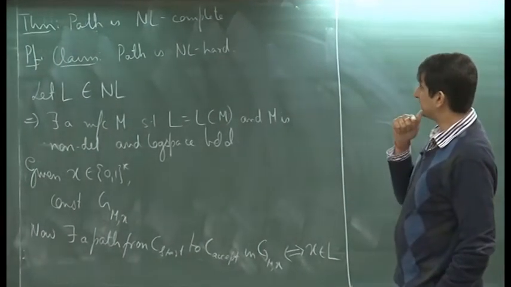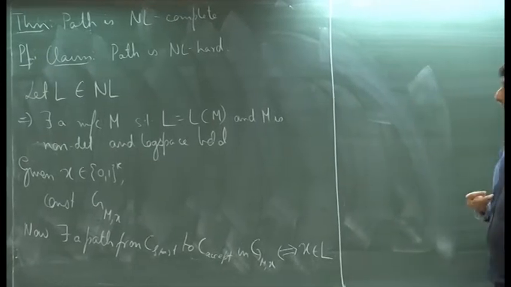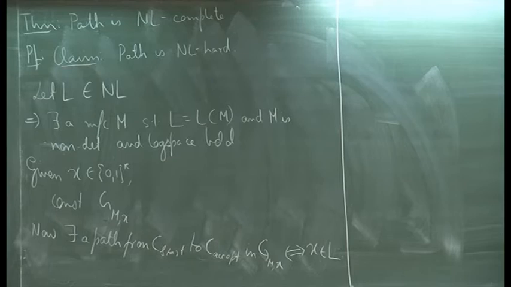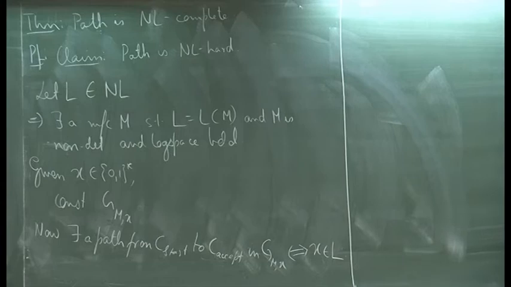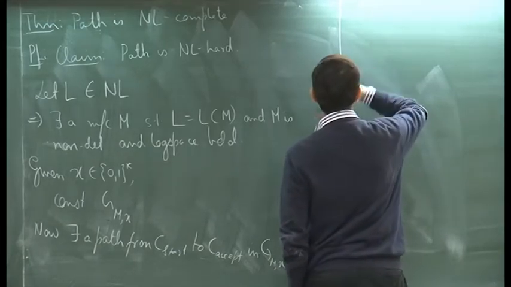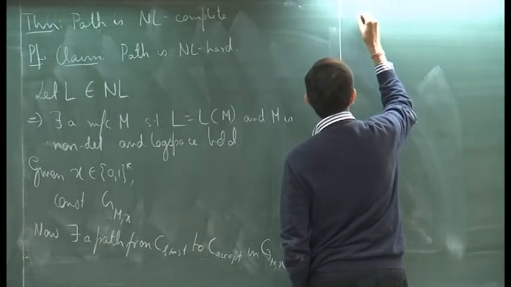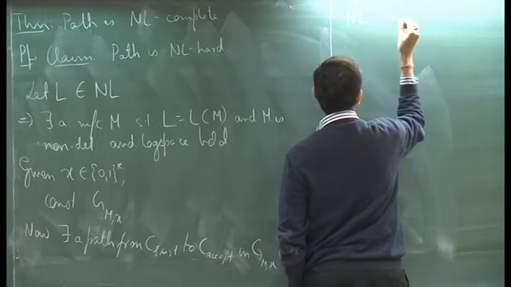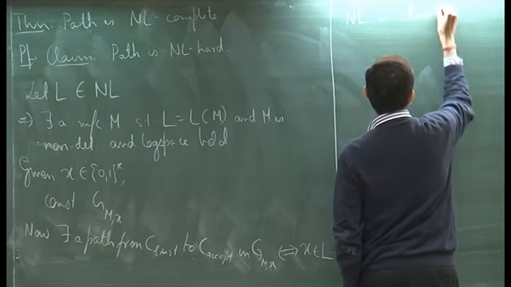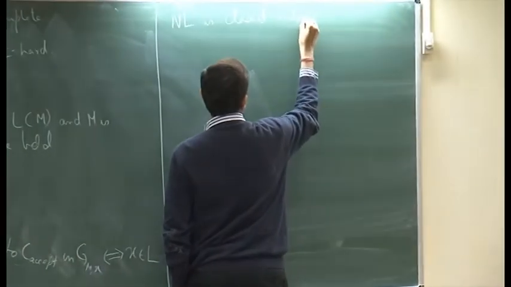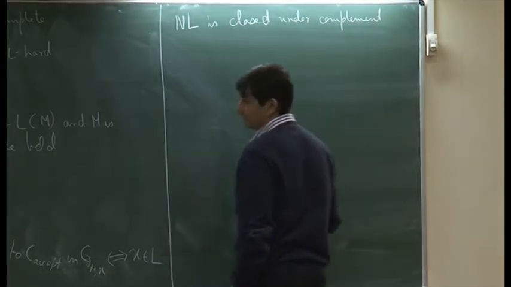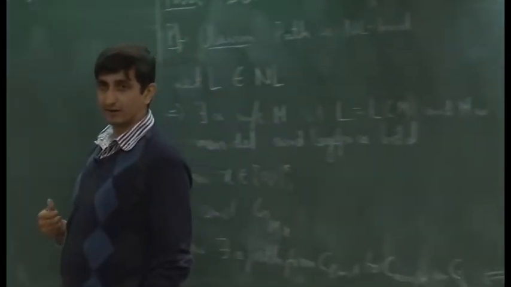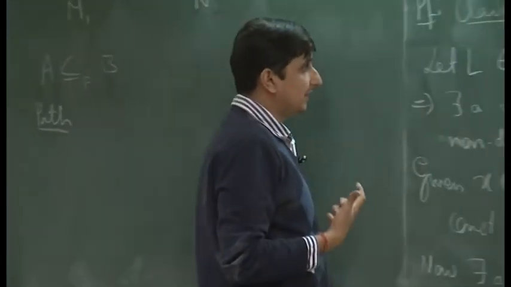So, we will see a very important result about space bounded complexity, and this is one of those breakthrough results in complexity theory. Okay. So, what we will show is that NL is closed under complement. Okay. So, basically NL is equal to co-NL.